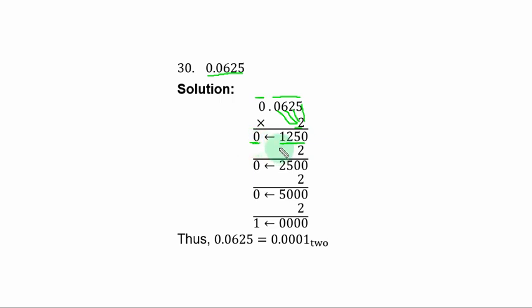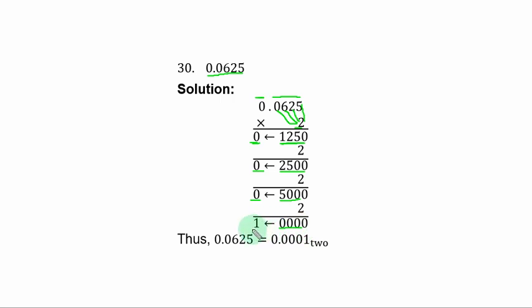You multiply 1, 2, 5, 0 by 2, and you have 2, 5, 0, 0. The remainder is 0. You multiply 2, 5, 0, 0 by 2, you have 5, 0, 0, 0. The remainder is 0. You multiply 5, 0, 0, 0 by 2, you have 0, 0, 0.